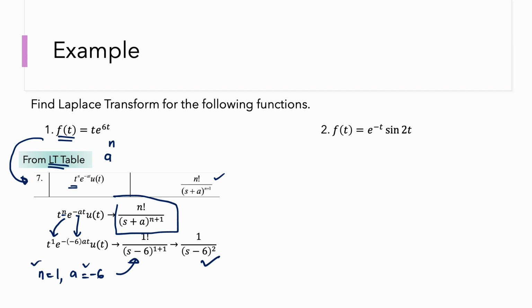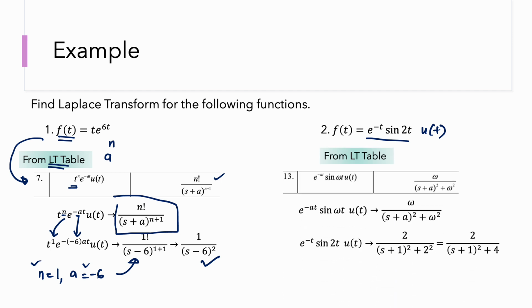For another example, the equation is given as f(t) = -t sin 2t. Always bear in mind this equation must always be multiplied with u(t). Although it is not written, it is always multiplied with u(t). If we refer to the Laplace transform table, the most similar row to the equation is row number 13.